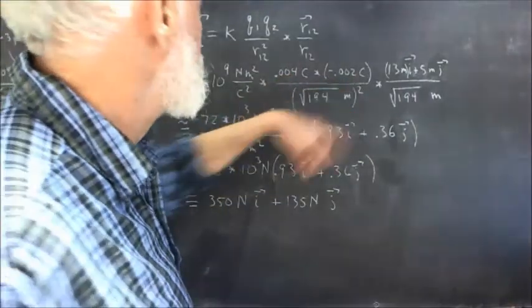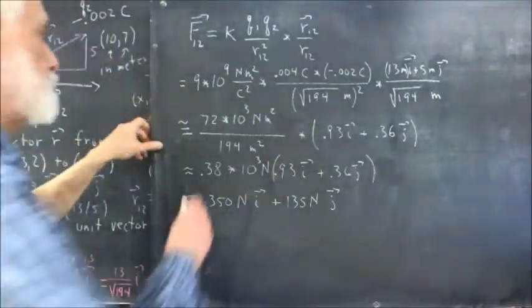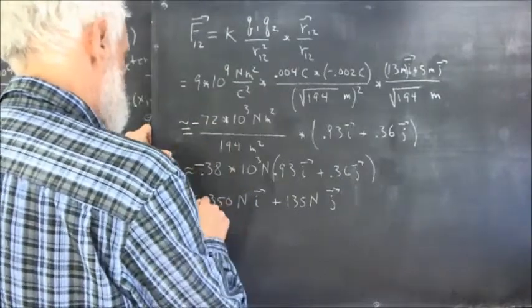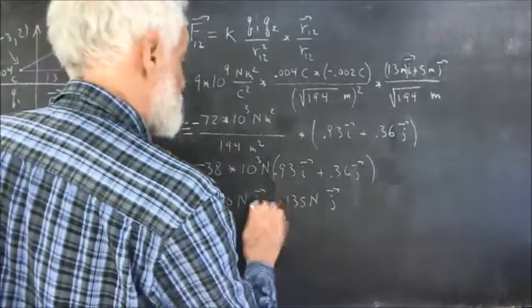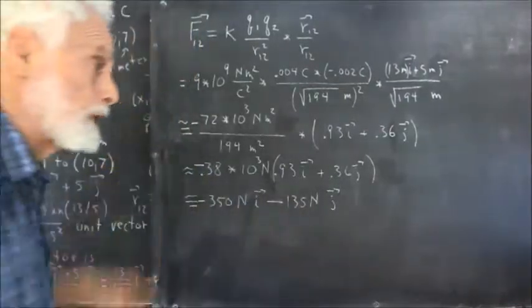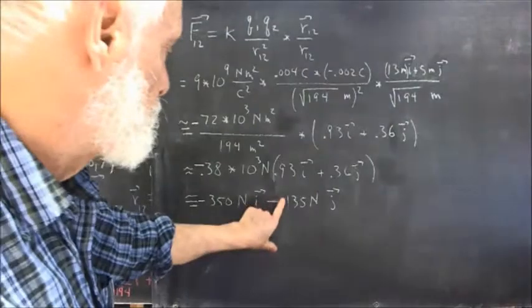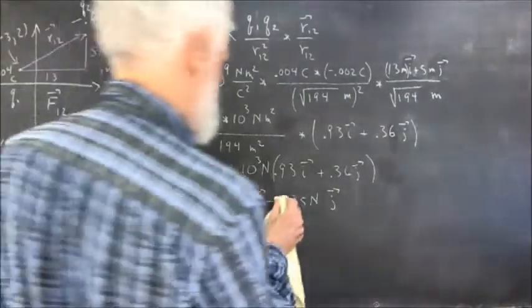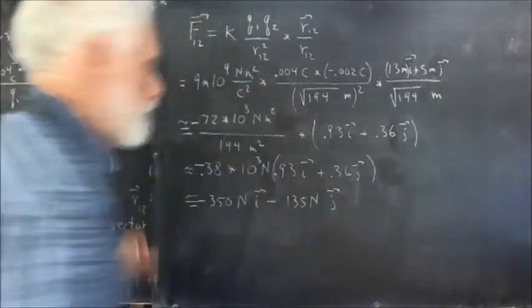4 times 2 is 8. 8 times 9 is 72. And I've left off my minus sign, which is really important. I need to insert that throughout. Take care of that before we go on. That's a big, long minus sign there. I don't know if there's anything I can do about that. Let's see. Yeah, that was a little better.